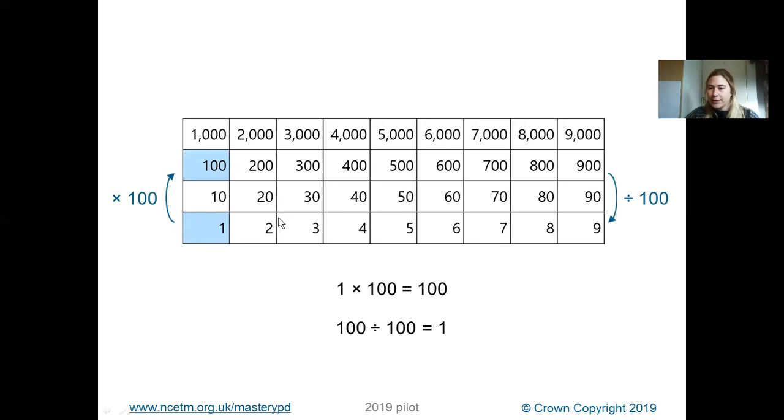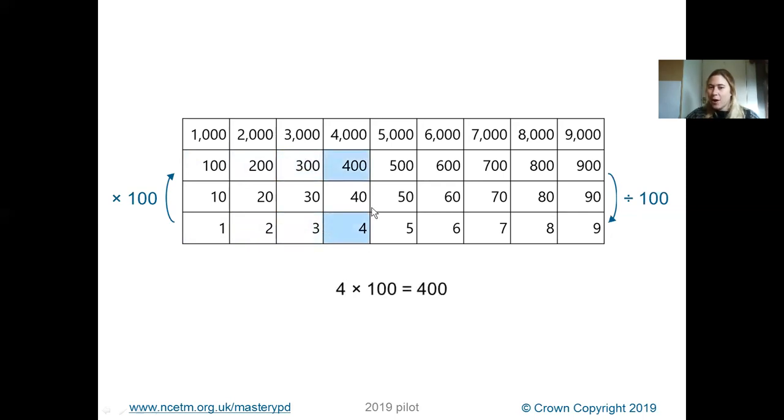So as we go through the rest of these, say them with me and think about the pattern for dividing by 100. What's our rule going to be? So 2 times 100 is 200. Let's make it the inverse. 200 divided by 100 is 2. Okay, let's say the next one together. 3 times 100 is 300. 300 divided by 100 is 3.